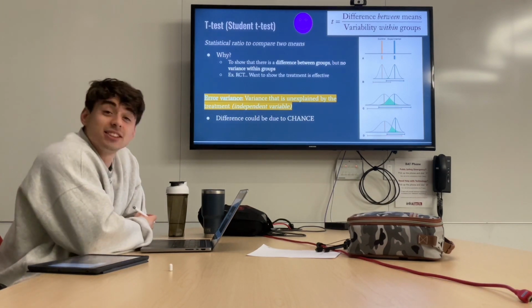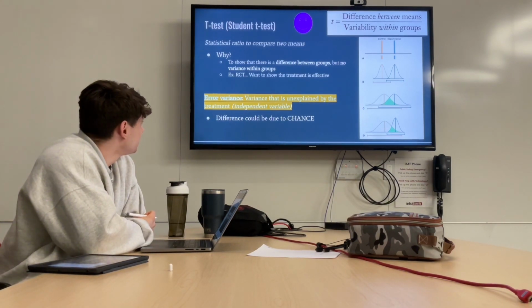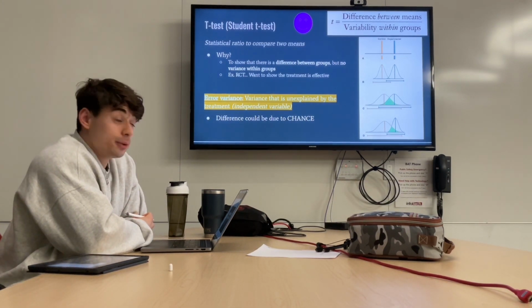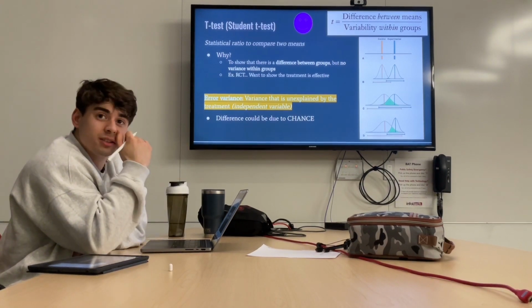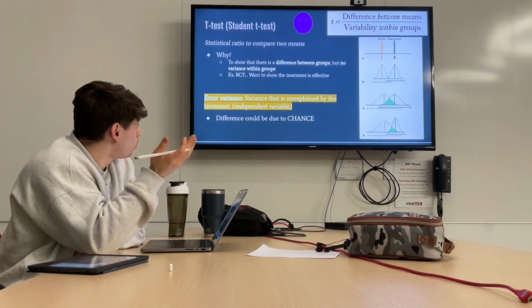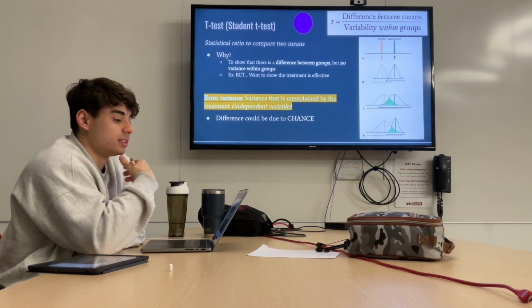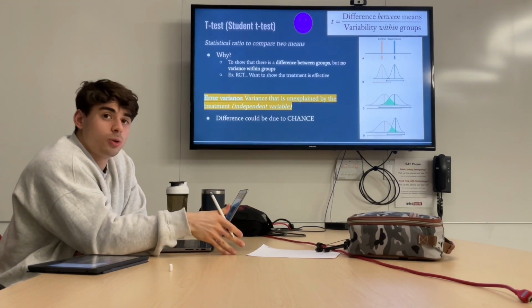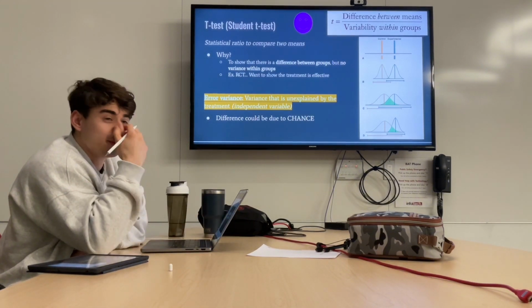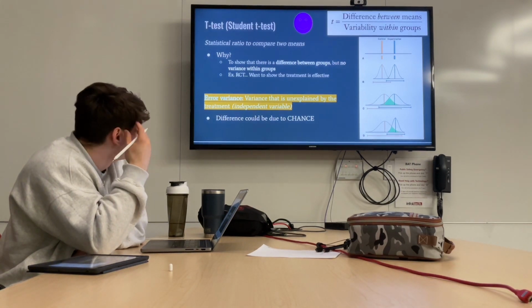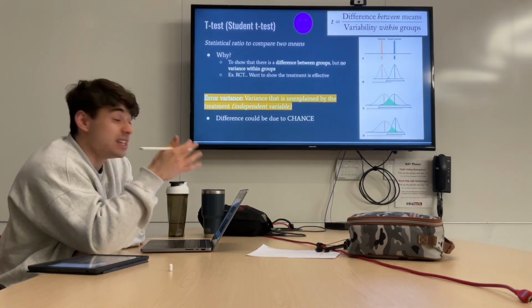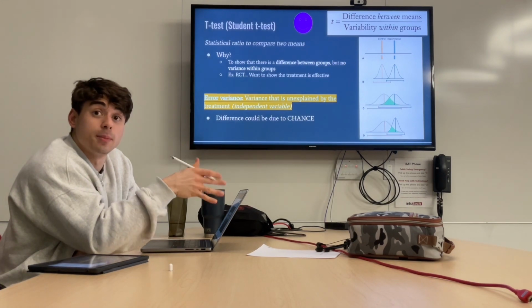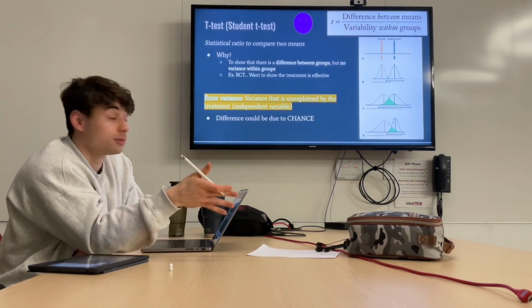So the t-test, aka the student t-test, is a ratio that compares two means. So we have one group, for example in an RCT, that's control, and one group that gets baclofen. Basically, you use the t-test because you want to show that the treatment group is actually effective.